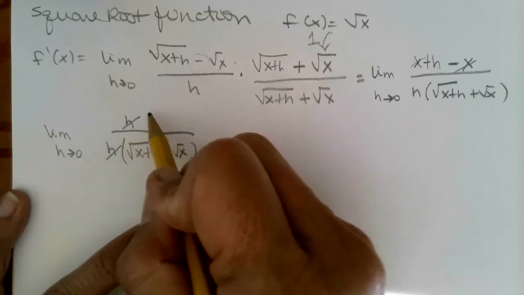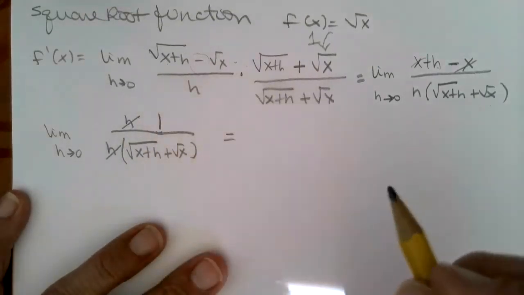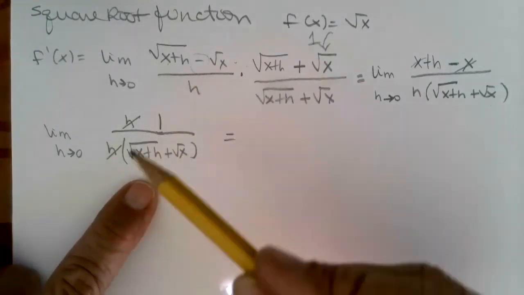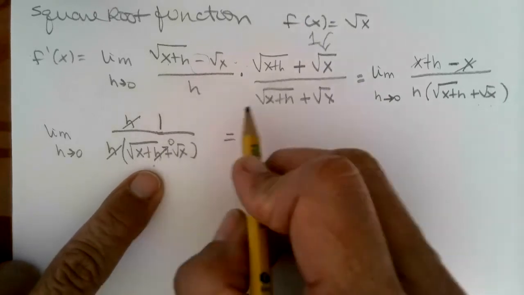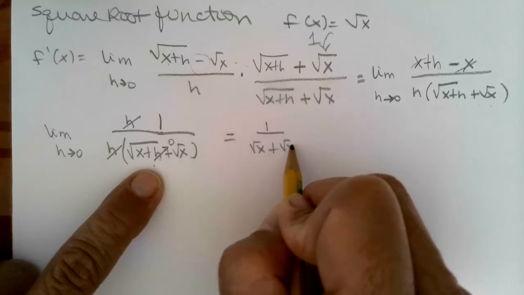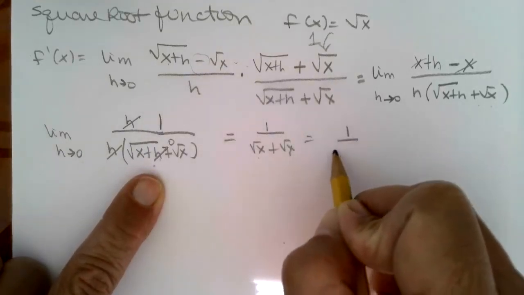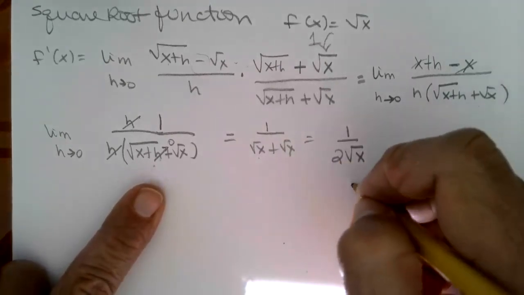Cancel your h's. Leave behind a 1. Okay, I'm ready to take my limit. In fact, let's just go ahead and do it here. Let's plug in our 0. So the 0 for the h wipes out this h on the inside. So now I have 1 over square root x plus square root x. A square root x plus another square root x is 2 square root x's, so it's 1 over 2 square root x. And that is the derivative.